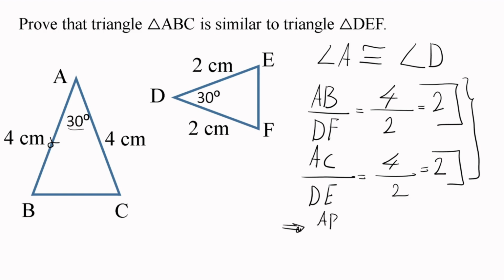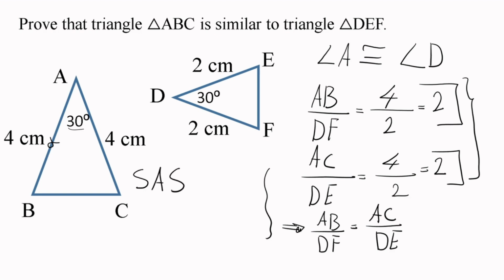So based on these, I can realize that AB over DF is equal to AC over DE. It means these ratios are in proportion. Okay, I'm going to continue here. I know that the angle between those corresponding sides are congruent and the corresponding sides are in proportion. What can I realize based on the second postulate, which is SAS? The first triangle ABC is similar to triangle DEF. Really easy.